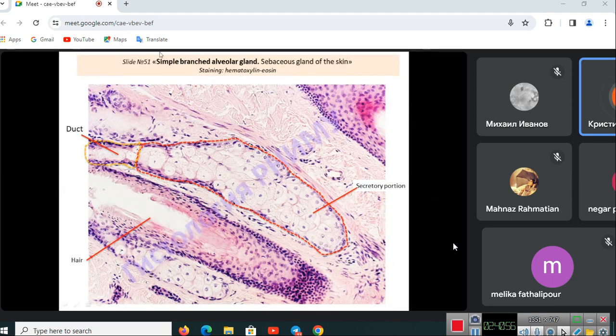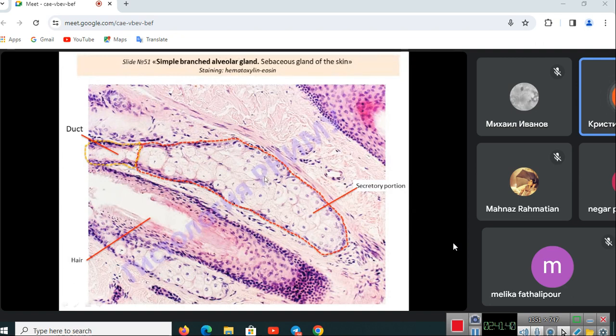Sebaceous gland is simple branched alveolar. Simple because its duct doesn't branch. The next word, branched, is about the secretory portions. Not one but two or three secretory portions can open into one duct, but it is not seen in this particular picture. In this picture, we can see only one secretory portion, which is outlined with this dashed red line. The secretory portion is vesicle, bubble looking, so it is alveolar.